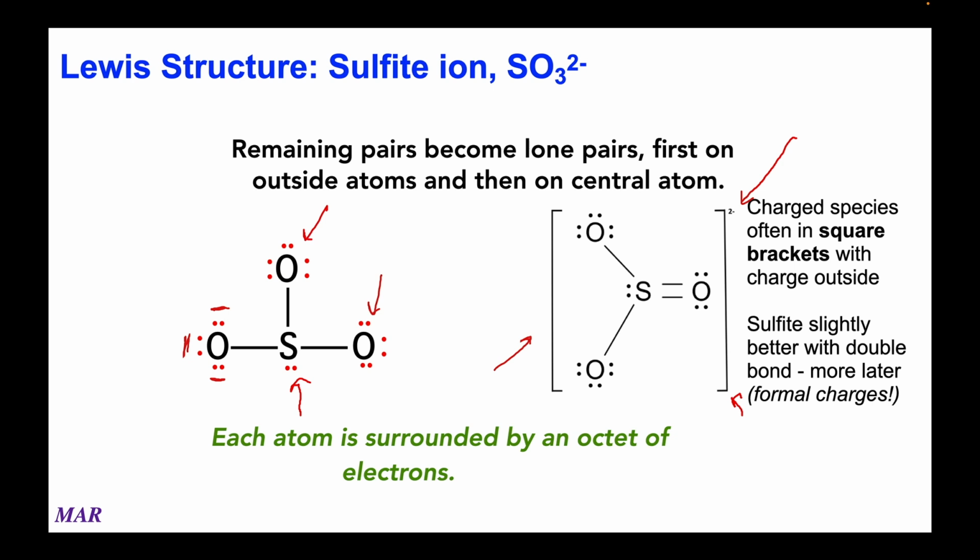Now, notice that this version of the sulfite ion has a double bond. We'll talk later about why it is a little bit better to have a double bond around sulfite. We'll talk about formal charges in a little bit. Just realize the structure on the left, there's nothing wrong with it, but if you want to get the best structure, then yes, you do get a little bit better structure if you have a double bond. We'll talk about all this when we get to formal charges.